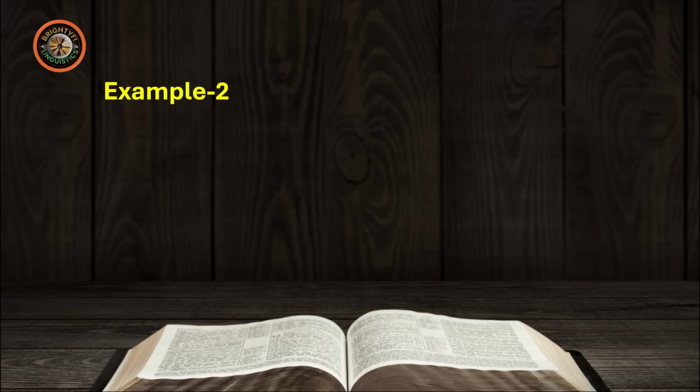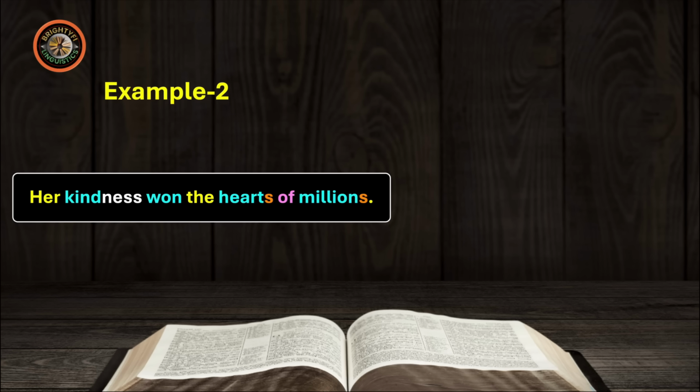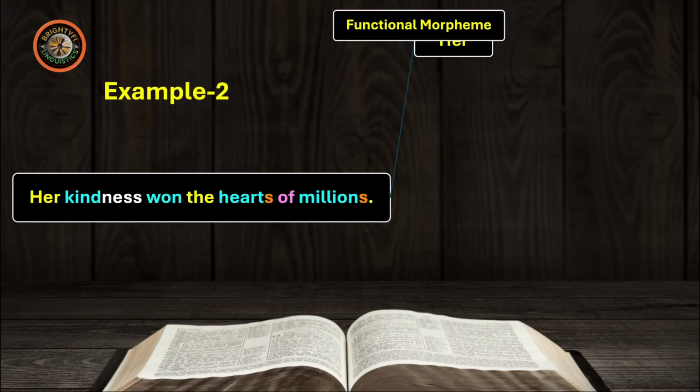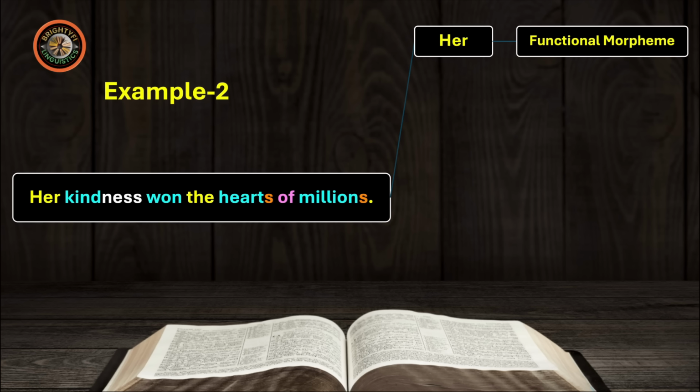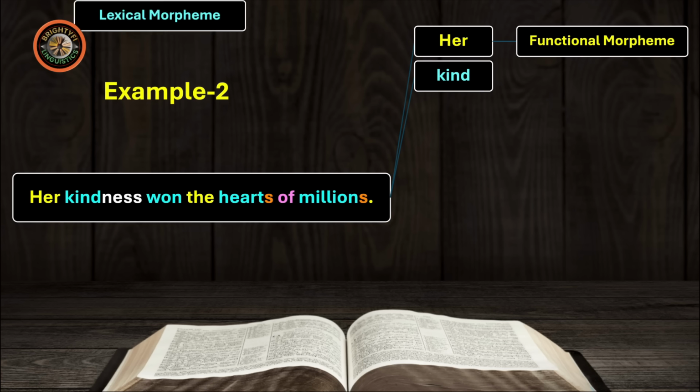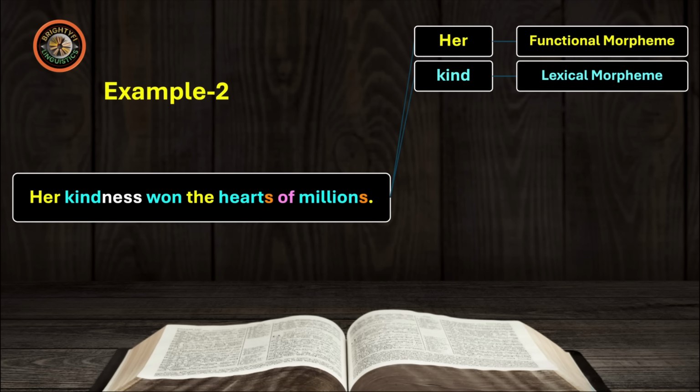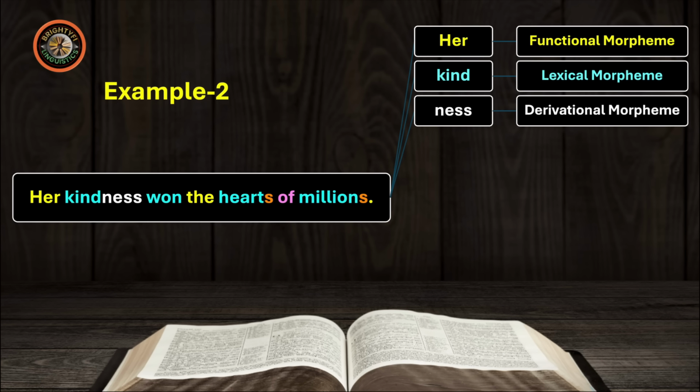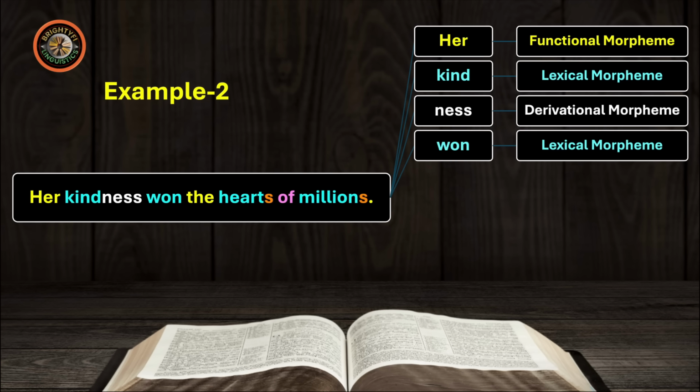To further understand this concept, to enhance the comprehension of this topic, how to describe a sentence morphologically. Her kindness won the hearts of millions. So we have the word her, and this is functional morpheme. Then we have the word kindness. It has two parts, kind, which is lexical morpheme, and ness, this is derivational morpheme. Then we have the word won. Of course, it is lexical morpheme.